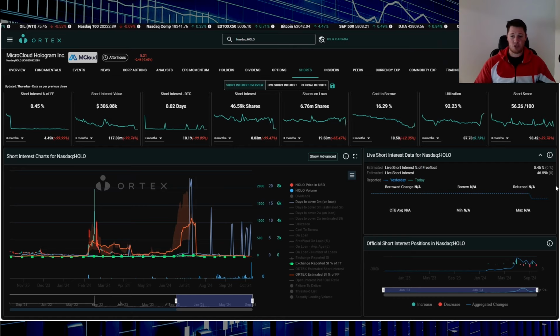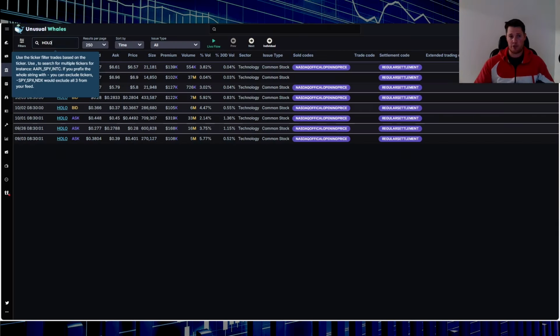But as far as shorts, doesn't show any change or anything like that. So of course, with the whole reverse stock split, it does take Ortex a good week to really adjust. So right now it is showing as 0.45% of the free float being shorted, and that works out to be 46.59 thousand shares. We'll just have to wait and see what it does actually come out as once it does adjust and everything behind the scenes, but just wanted to kind of show that to you.